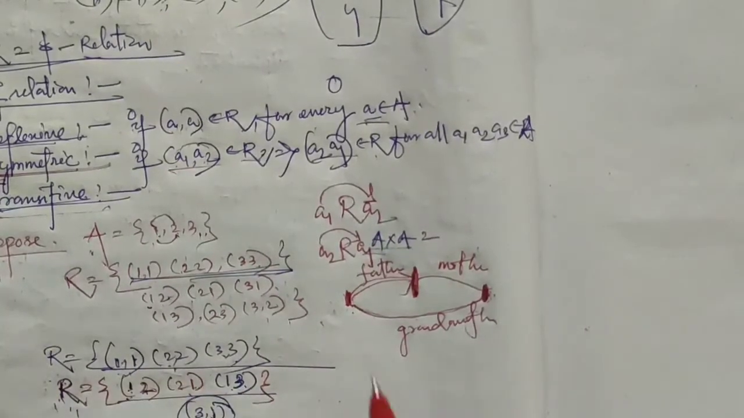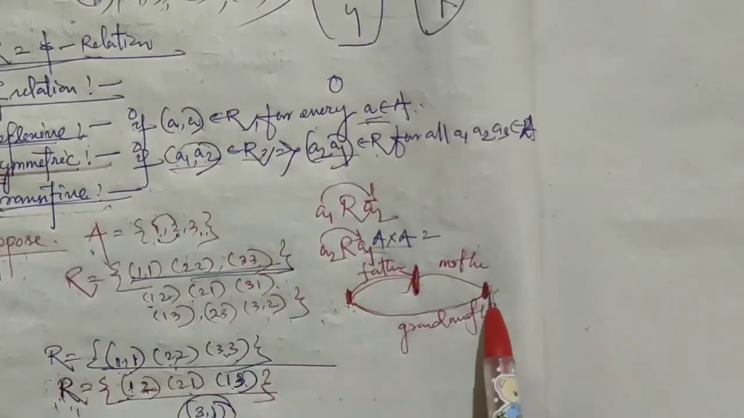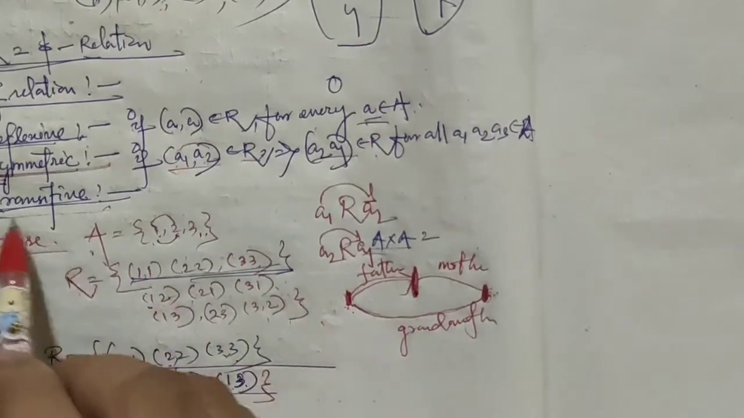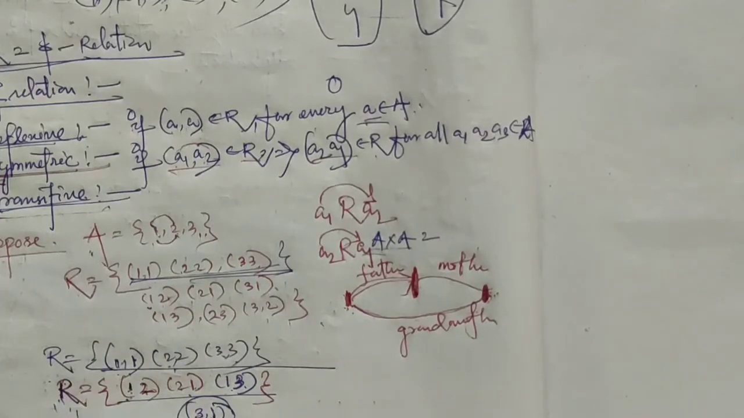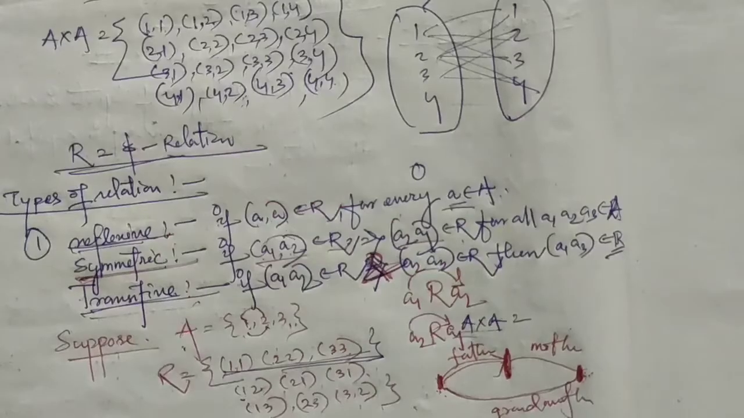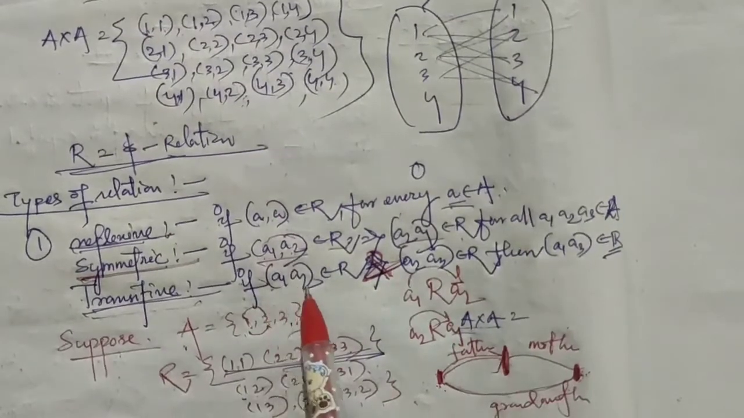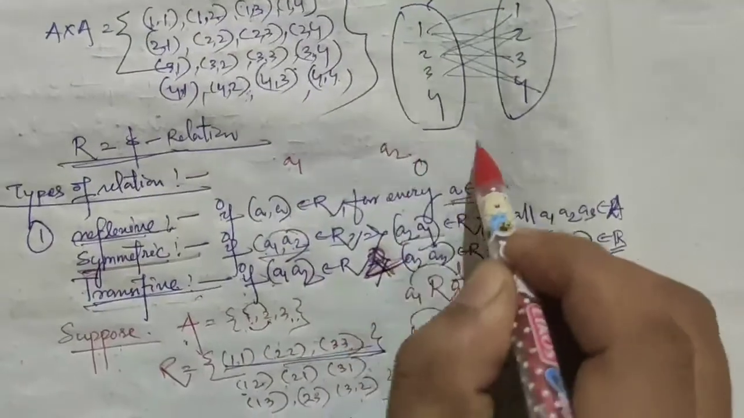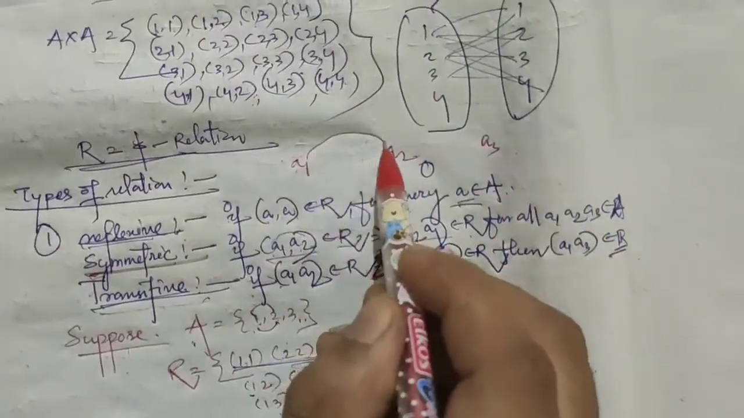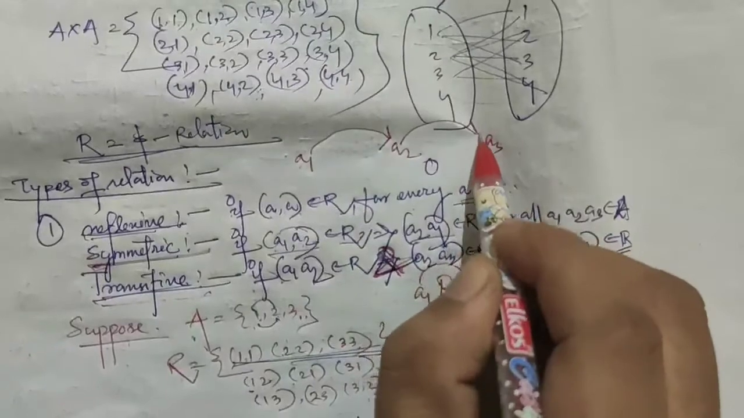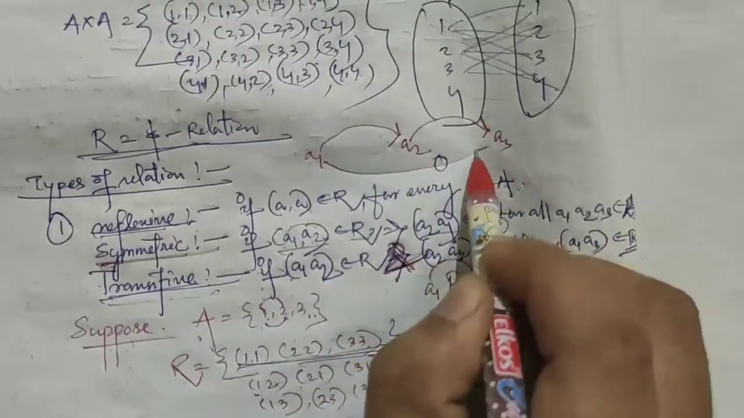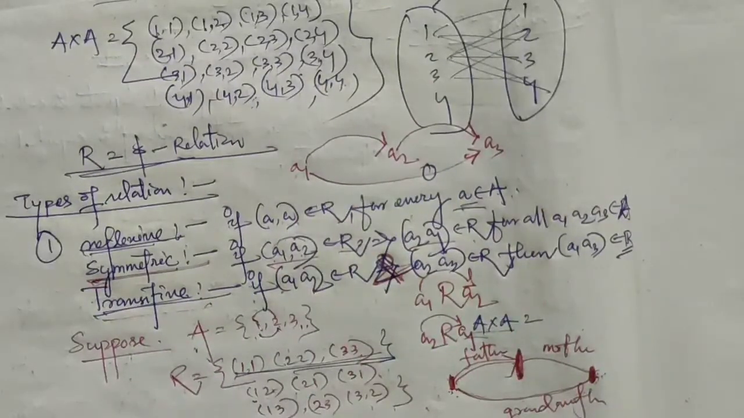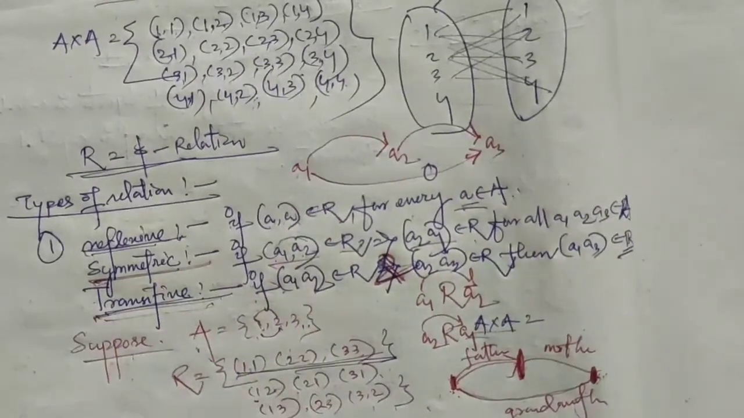Okay, if there is no connection between you and that lady, then that relationship cannot be called a transitive relationship. Okay. So I'm going to write down the definition here. You check here, if A1 is there, A2 is there, A3 is there. If A1 is related with A2 and A2 is related with A3, then A1 is related with A3. Okay, if this is there, then that kind of relationship is called transitive relationship.